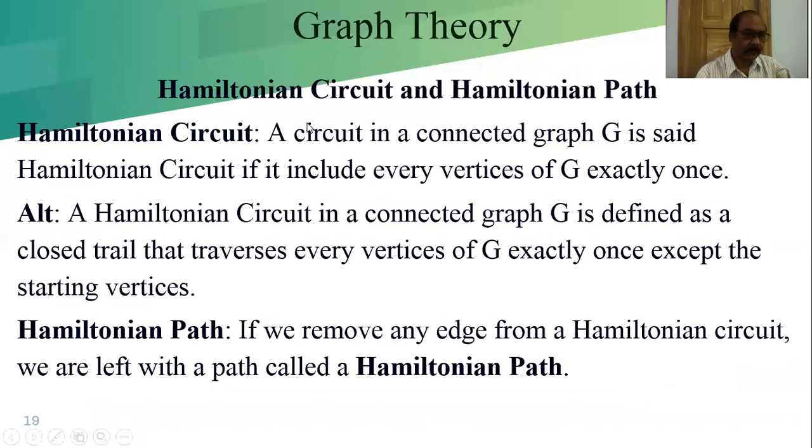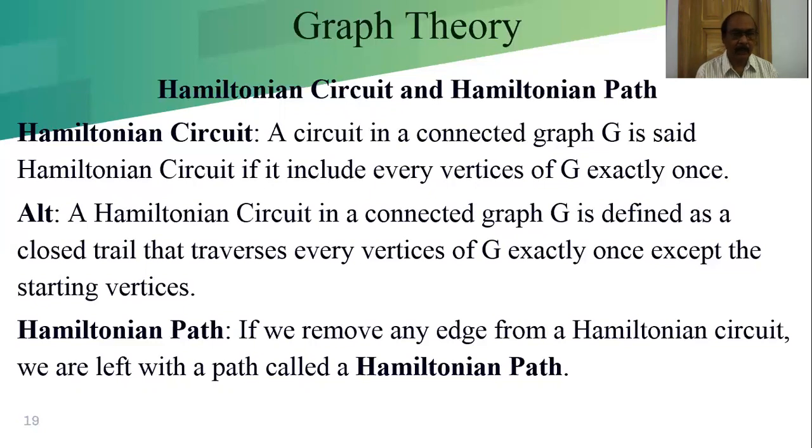Hamiltonian circuit and Hamiltonian path. Hamiltonian circuit: a circuit in a connected graph G is said to be a Hamiltonian circuit if it includes every vertex of G exactly once. So what is called the Hamiltonian circuit? A circuit, or a graph, which includes all the vertices of that graph exactly once is known as the Hamiltonian circuit.